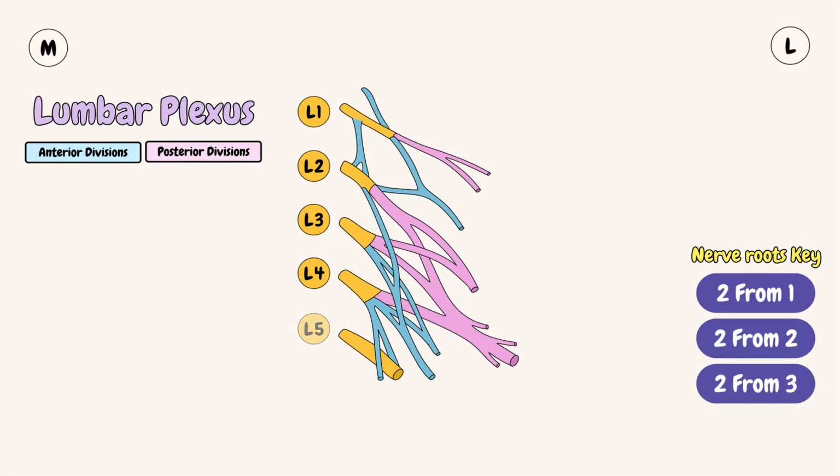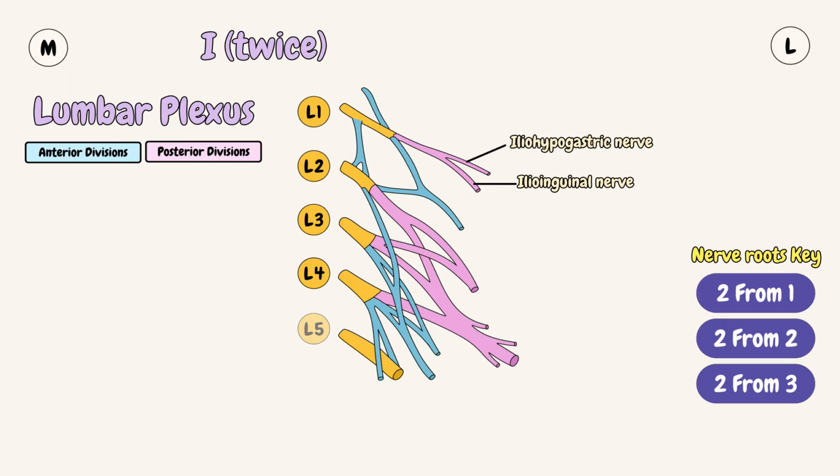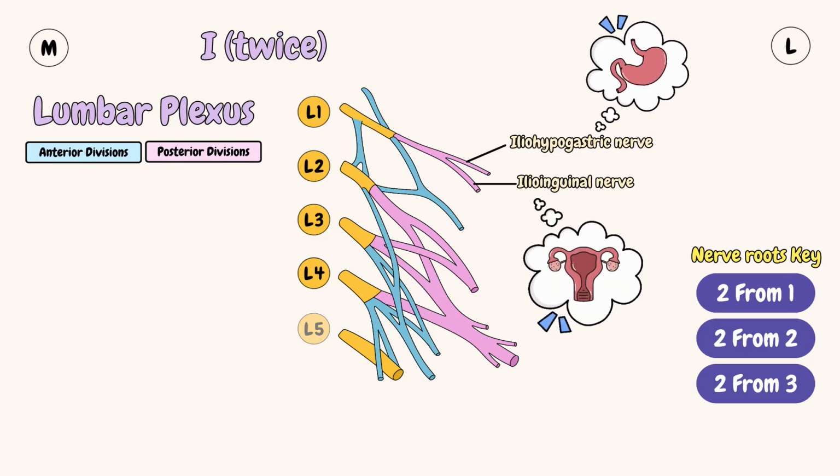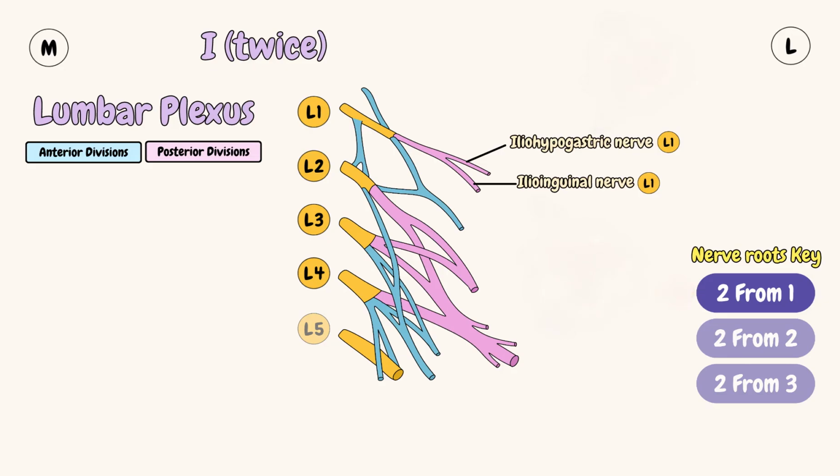The mnemonic reads, I twice. For the iliohypogastric and the ilioinguinal nerves, I comes twice. The iliohypogastric is superior and the ilioinguinal is inferior. You'll remember this for sure because gastric from iliohypogastric has a stomachy ring to it, and the stomach is definitely superior to the inguinal region. Now we'll use this key. You see it says 2 from 1. This is because 2 nerves come from one root value, L1. Iliohypogastric and ilioinguinal are 2 nerves from one root value, L1.